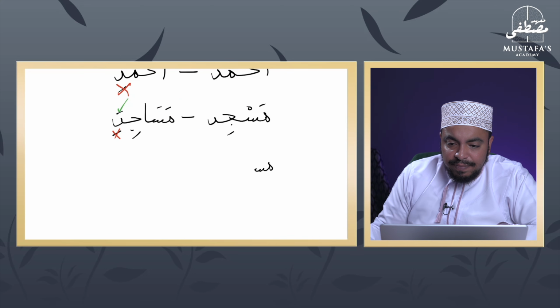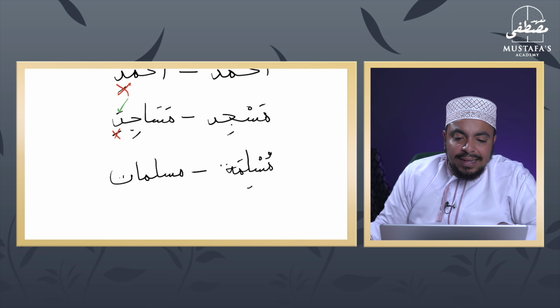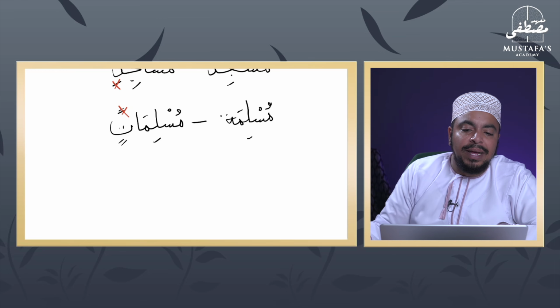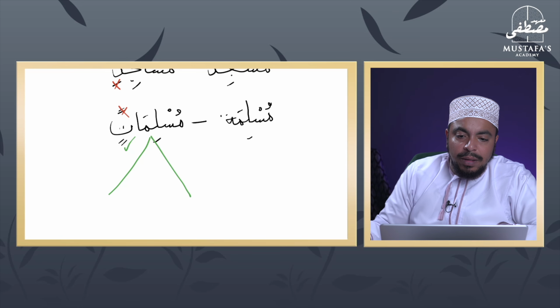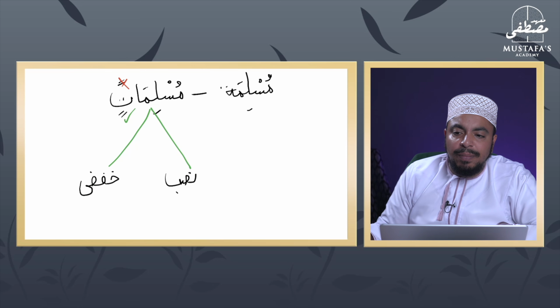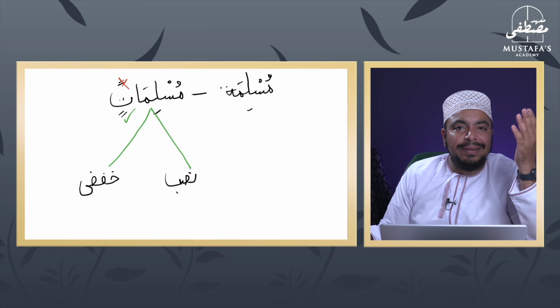For example, we have muslima, it will end as muslimatin. When in a state of nasb, you wouldn't say muslimatan, that's wrong. There's no such thing as muslimatan. It's muslimatin, both in nasb and khafd. Khafd is jar. In both states, you will say the same thing: muslimatin.